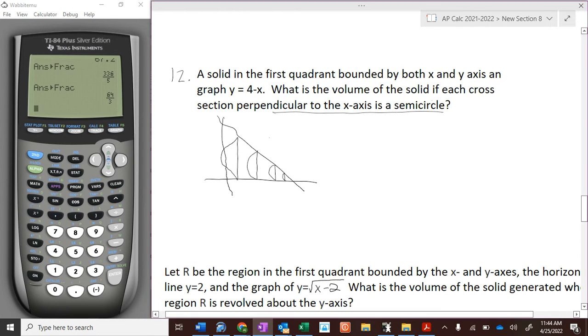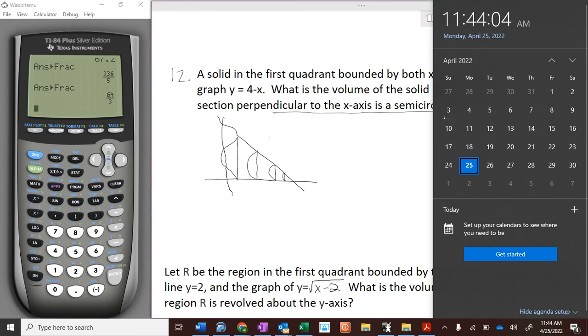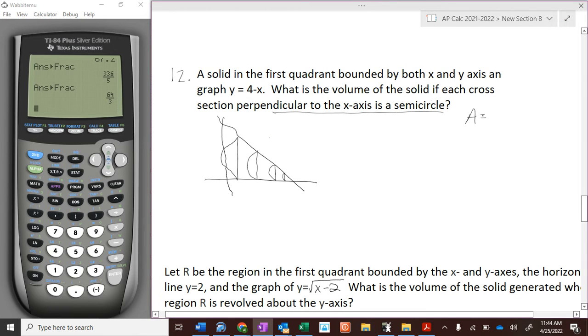Now we do the integrals. The area of a semicircle is 1/2 pi r squared. So what's the radius of this semicircle right here? It's 1/2 of 4 minus x, or 4 minus x over 2, squared. Not quite yet.